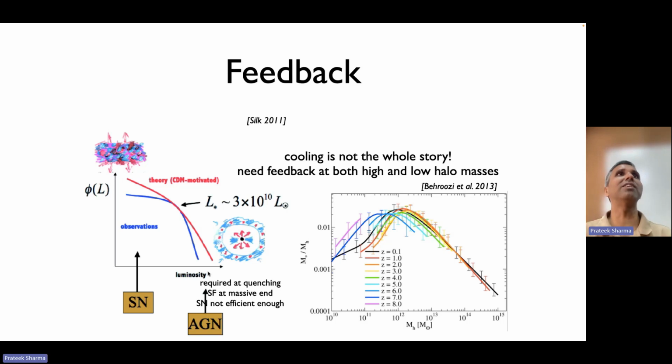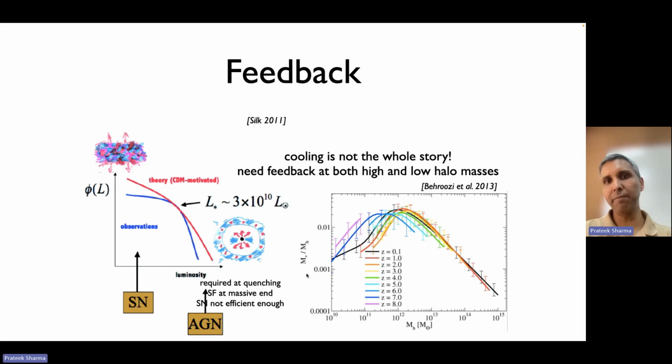Similarly, at the high mass end, supernovae are not enough. Supernovae do not produce as much energy, right? If you recall, accretion is a very efficient source of energy production. So if you're here, observations suggest that you need AGN to pump in energy to suppress star formation.